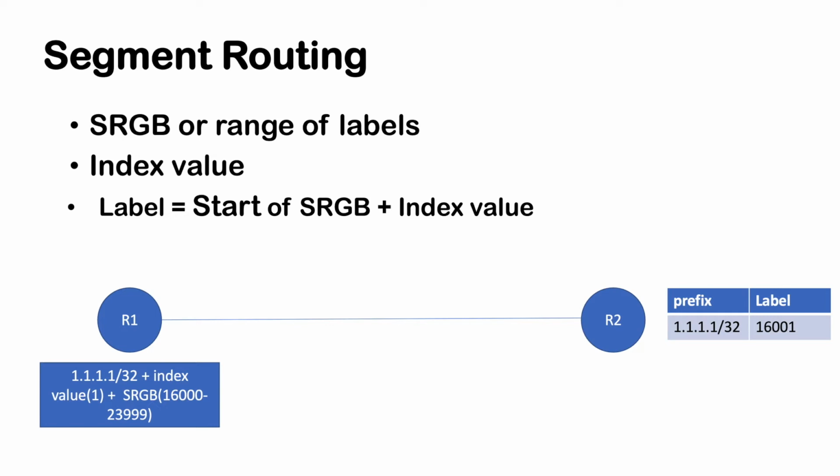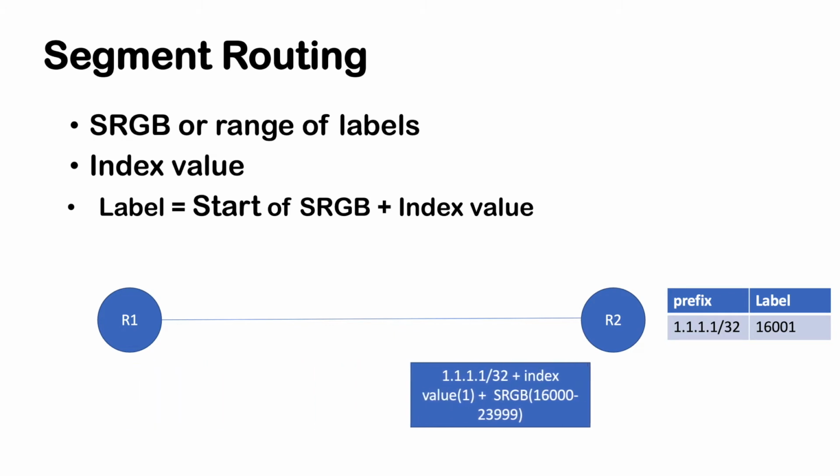In this case, router R1 will send this packaged update to router R2 with the help of any link state protocol. For example, if you are using ISIS or OSPF, it will embed this particular update in ISIS TLVs or opaque LSAs in OSPF, and send it to router R2. Router R2 would see this update. It will see that the prefix 1.1.1.1/32 has the index value of 1 and the segment routing global block is starting from 16,000.